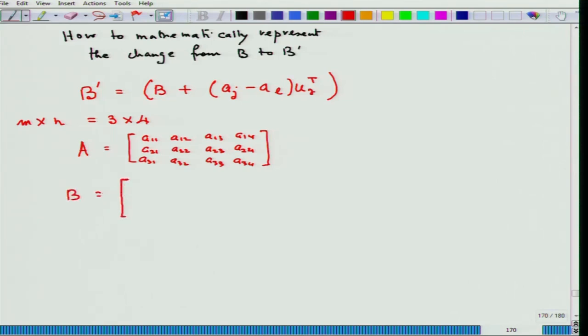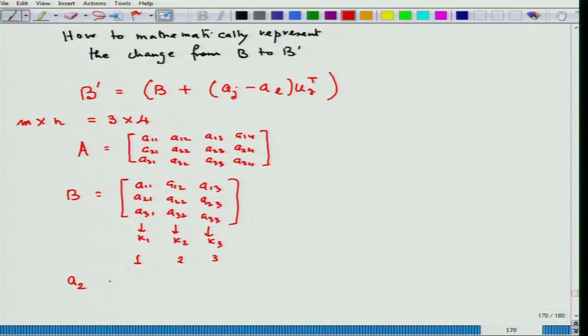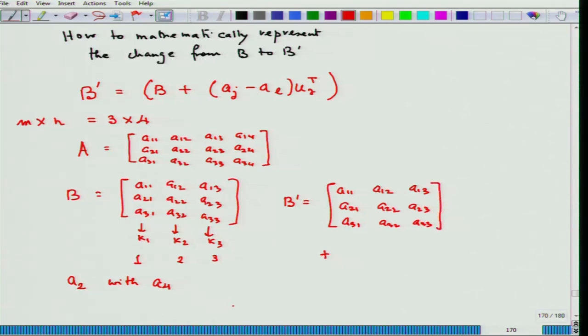Suppose my B is this, the first 3 columns. This is my B, right, which is an m cross m matrix. Now, this is my k1, this is my k2 and this is my k3. So, k1 is 1, k2 is 2, k3 is 3. Suppose I am replacing k2, that is A2, with A4. So, my B dash would be B, which is A11, A12, A13, A21, A22, A23, A31, A32, A33, plus A4 minus A2, right.